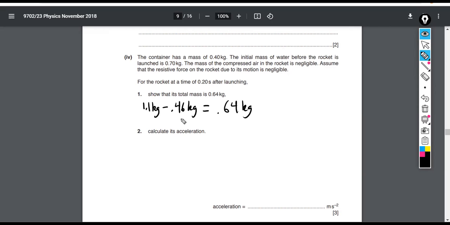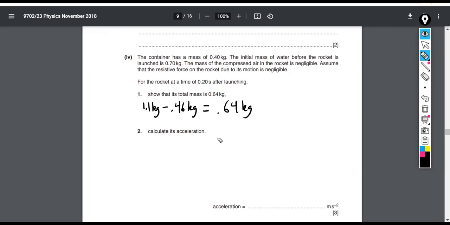Because if it wasn't that, it's like, oh, did I miss something here? Okay, yeah, it's pretty straightforward there. The total mass is 0.64 for the rocket at that time. The rocket still has this mass, right? It still has its container plus a little bit of water still inside it. Not all the water has left yet, otherwise it would just be equal to this.